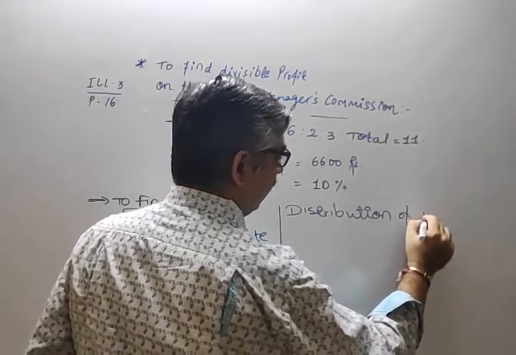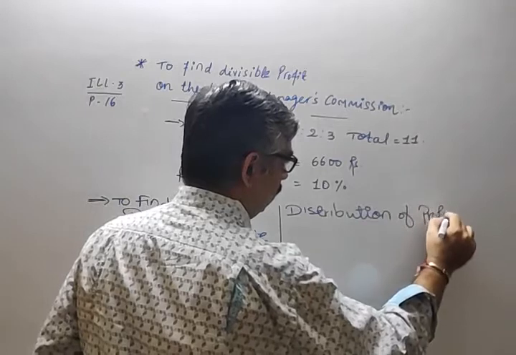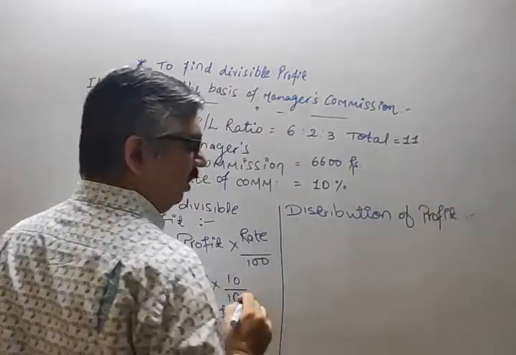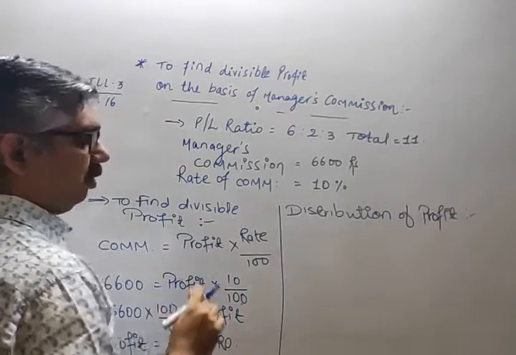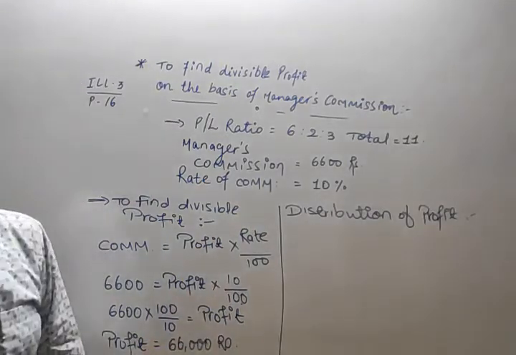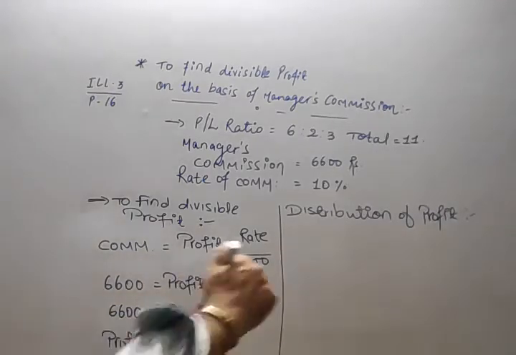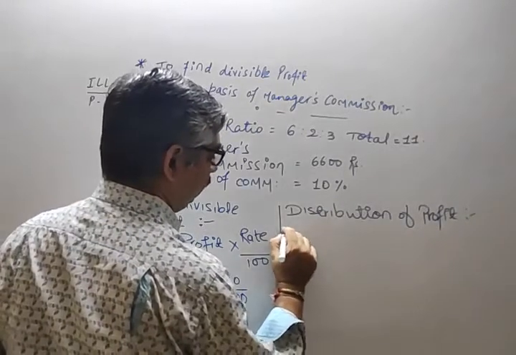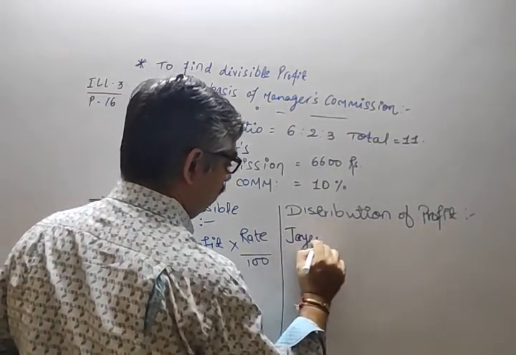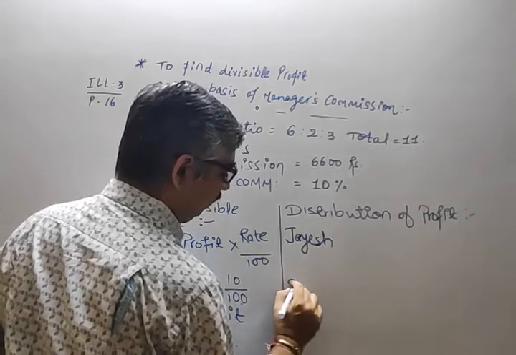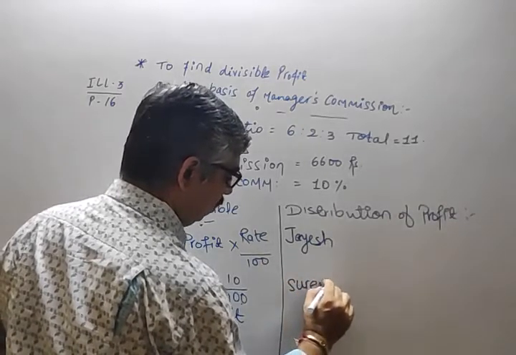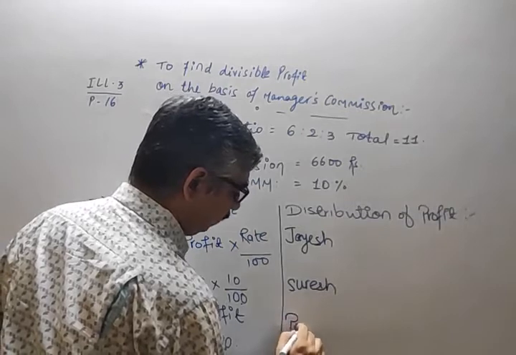Now, distribution of profit. Obviously, P&L ratio. The partner's names. What are the partner's names? It's clearly given in the question. It is Jayesh, Suresh and Pankaj. Do remember it in chronological order. Okay? So Jayesh, Suresh and Pankaj.